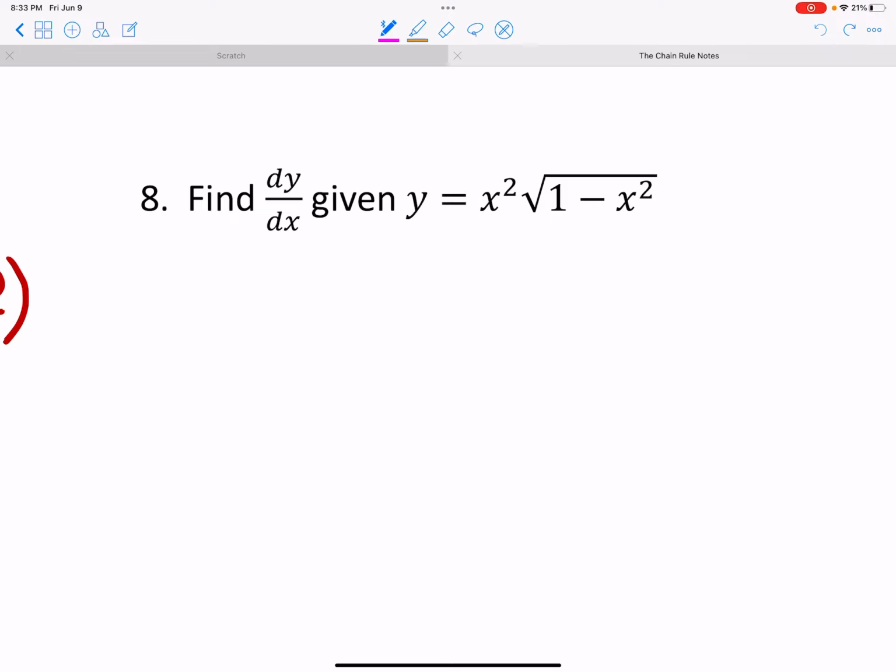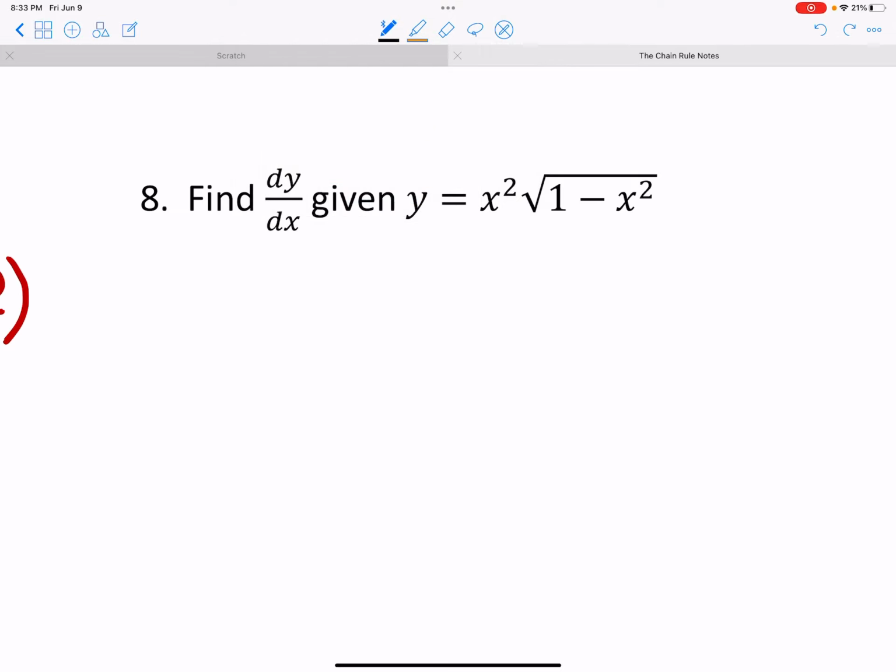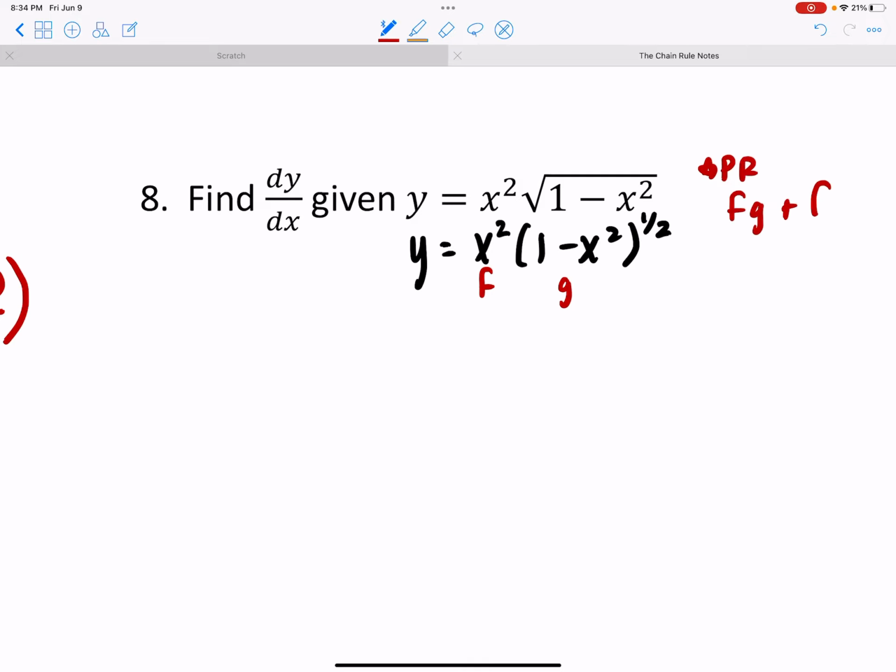So, excuse me, let me do one more, rewrite this again. The square roots you can leave in there, it's just much easier to work with exponents. So I'm going to rewrite this as 1 minus x squared to the 1/2 power, but I still need to use my product rule. So let's call this f and g. Remember, the product rule is f prime g plus f g prime, derivative.